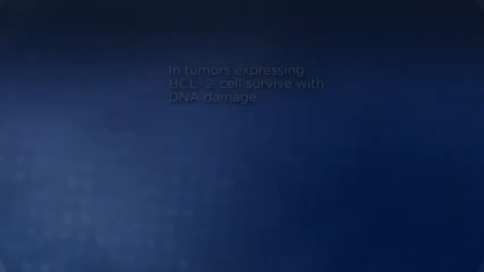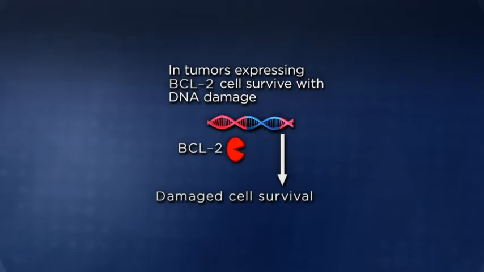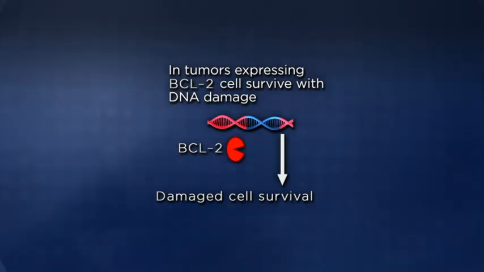If BCL2 is overexpressed, however, the apoptosis doesn't happen, and what's going to happen? The cell is going to survive, and mutations will accumulate in cells that normally would have died through programmed cell death. This has been shown to occur in human melanoma, in breast cancer, in prostate cancer, in lung cancer.